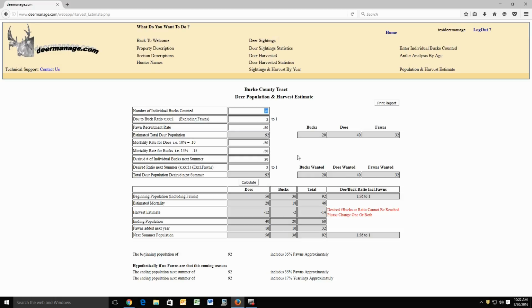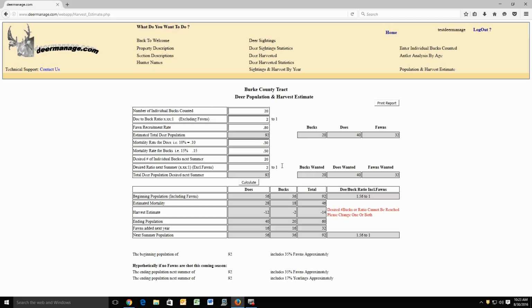So yeah, we certainly were hoping we have 92 deer, but when we get down below here, if we in fact experience a 50% mortality rate on the does and bucks, look what happens. Our estimated mortality will be 28 does and 18 bucks for a total of 46 deer lost to mortality. Negative numbers is not a good thing. It means we cannot reach our harvest estimate at all. So we're going to basically not shoot any deer.